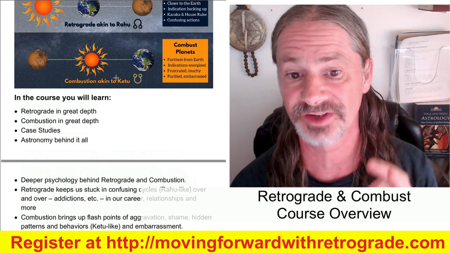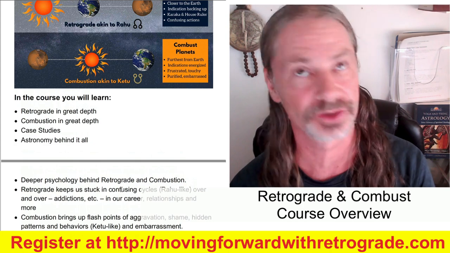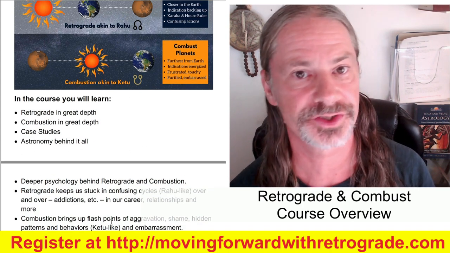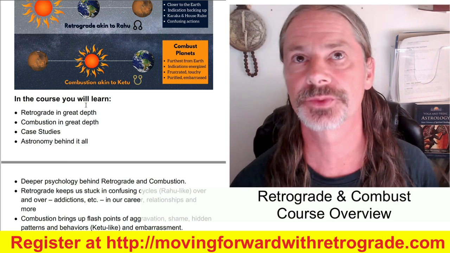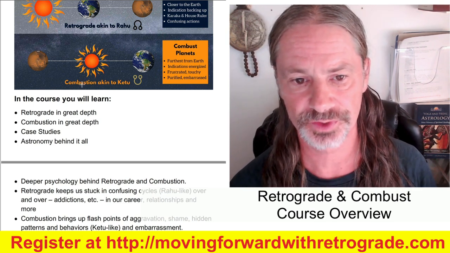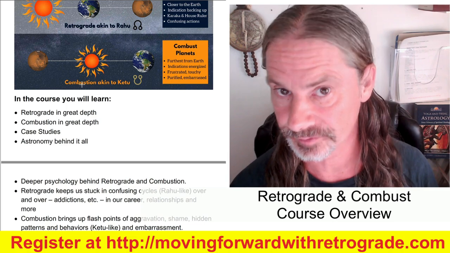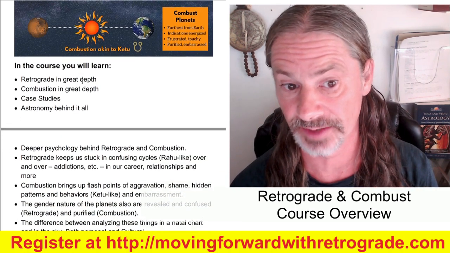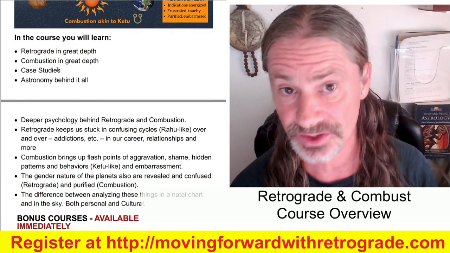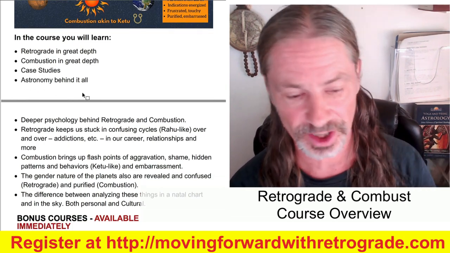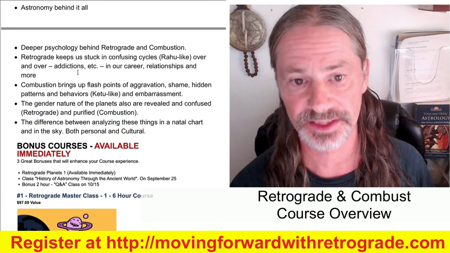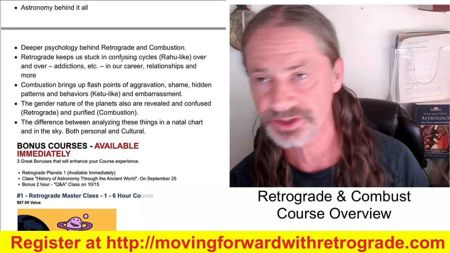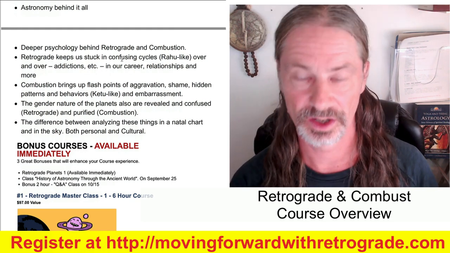Again, this is why it's akin to Ketu. This is similar to the way Ketu tends to feel. There's even one of the avasthas, called a Deeptadi avastha, that's related to combustion, which is called Kopa, or angry and frustrated. So combustion is a big thing that's not talked about in great depth, and we're going to do it here. There's going to be a lot of case studies. We're going to talk about the astronomy behind it all, and as I say, the deeper psychology behind retrograde and combustion, because these are very psychological things.